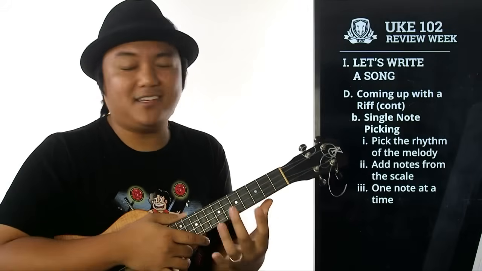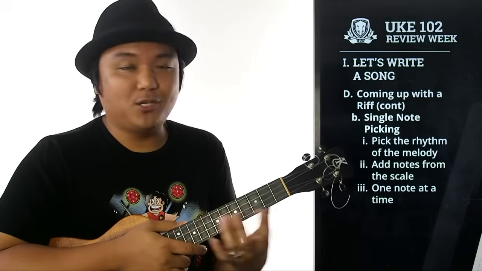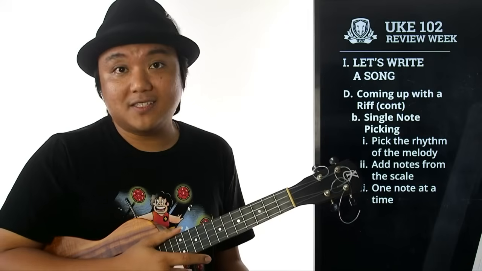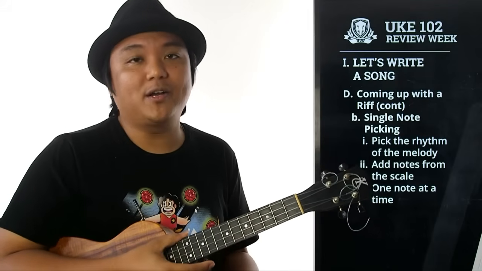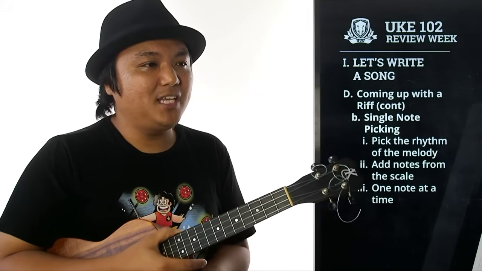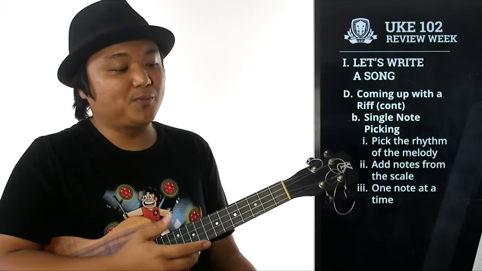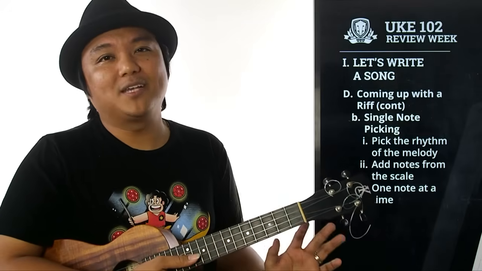One note at a time is the best way to ease yourself into creating a solo. Once you can create solos, you don't have to do one note at a time. But if you're a beginner at writing songs, I highly suggest doing one note at a time. And you can even do that if somebody tells you to improvise a solo, meaning make up a solo on the spot. One note at a time is the best way to approach it.